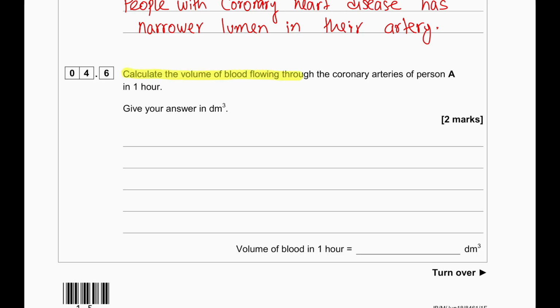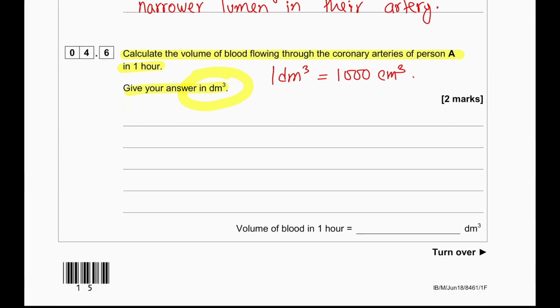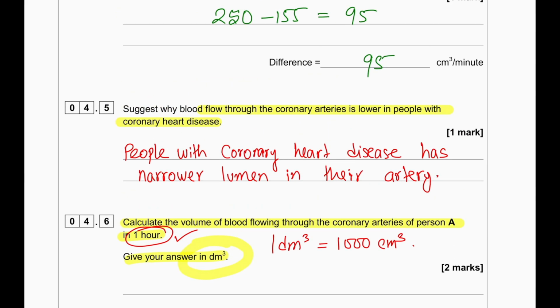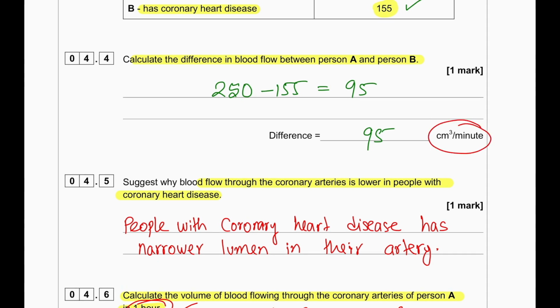Calculate the volume of blood flowing through the coronary arteries of person A in 1 hour. The answer must be provided in dm³. Now guys, about the cm³ and dm³ conversion: 1 dm³ literally means 1000 cm³. So in this case we need the particular person's blood flow per hour. Now we already know the blood flow in cm³ per minute.